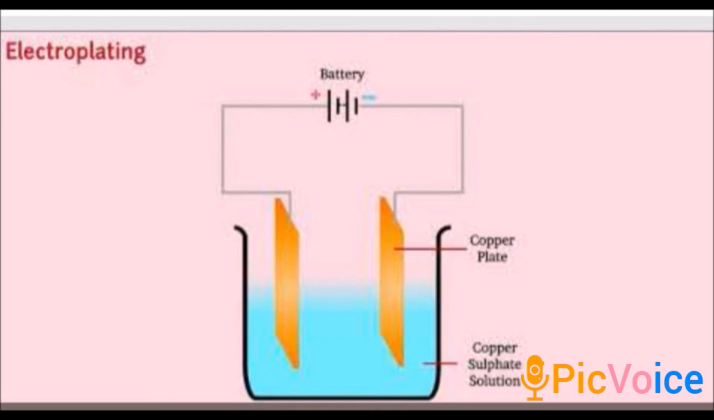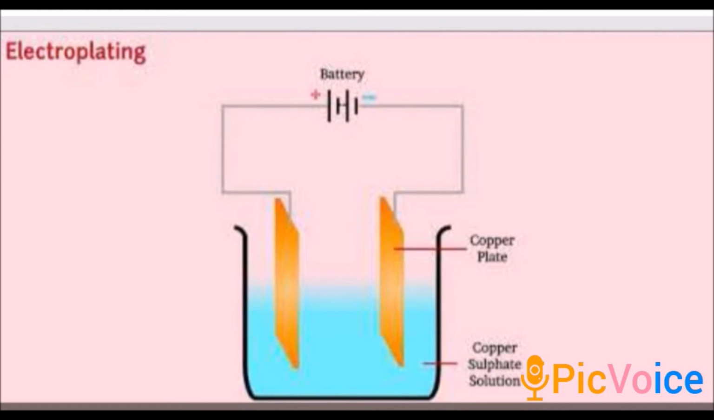The positively charged copper ions get attracted towards the negatively charged copper plate, where the ion receives electrons and gets neutralized. At the same time, electrons get pulled by the positive terminal of the battery from the copper plate connected to the positive terminal. As a result, copper atoms get converted to ions. The ions move in the solution.